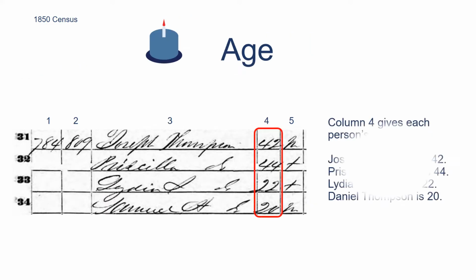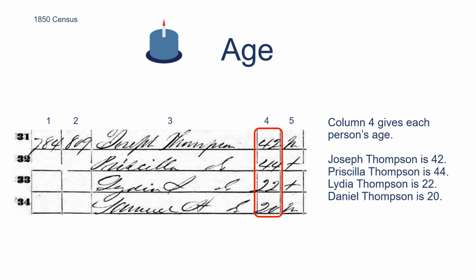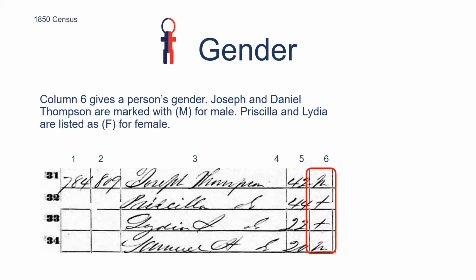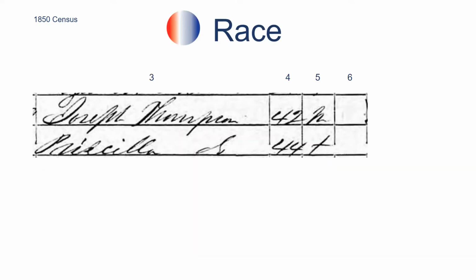Age. Column 4 gives each person's age. Joseph Thompson is 42. Priscilla Thompson is 44. Lydia Thompson is 22. Daniel Thompson is 20. Gender. Column 5 gives a person's gender. Joseph and Daniel Thompson are marked with an M for male. Priscilla and Lydia are listed as F for female.